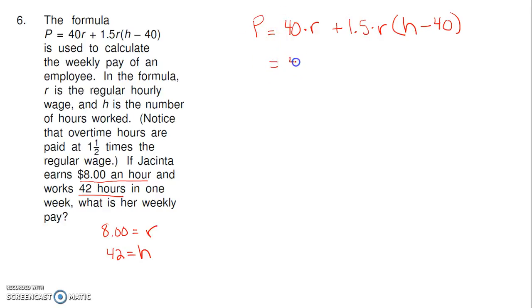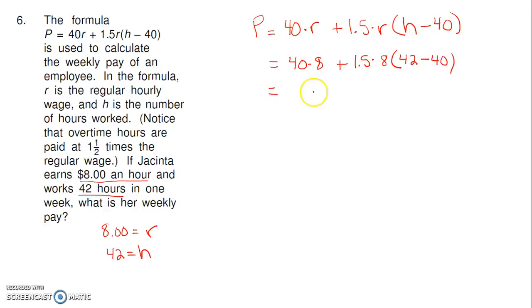So for this problem, it's 40 times R. We decided R was $8. So I'm just going to multiply it by 8. I could put .00, it won't change the value. Plus 1.5 times that hourly rate of $8. And then within parentheses, you have your number of hours, 42 minus 40.